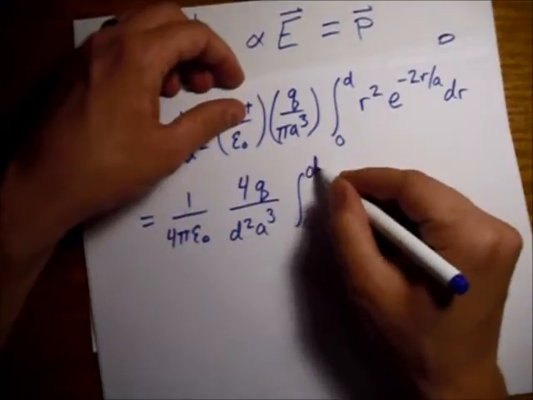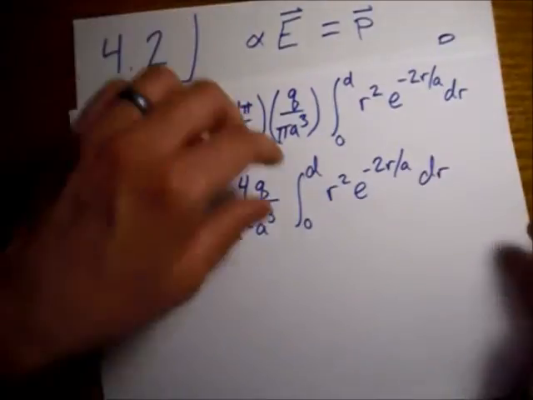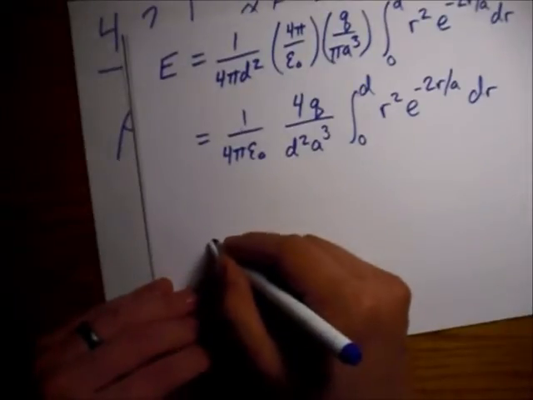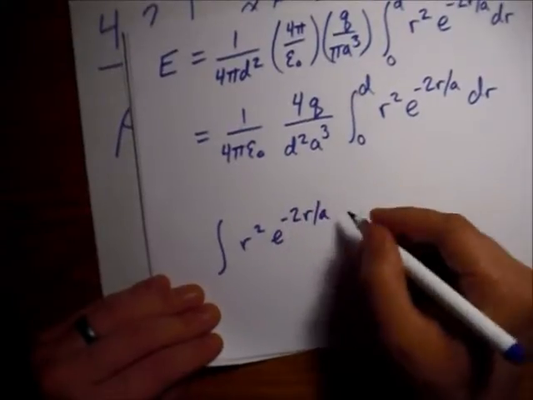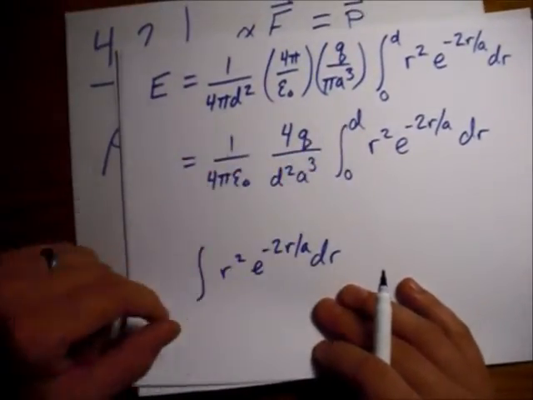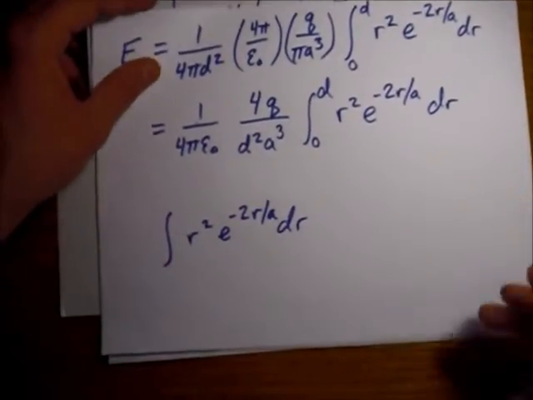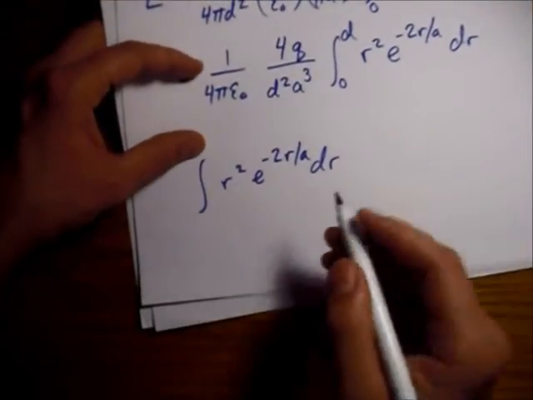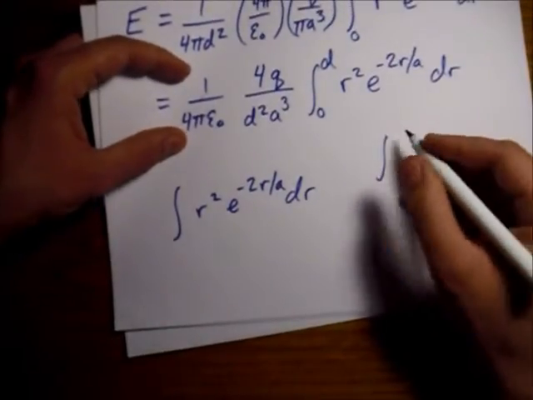Let's do this integral. I'm just going to do an indefinite integral first, and then once we figure out the answer to this indefinite integral, we'll put in our limits of integration. So if you've got this down, skip this part of the video, skip the whole integration part. I'm going to be using the integration by parts formula.